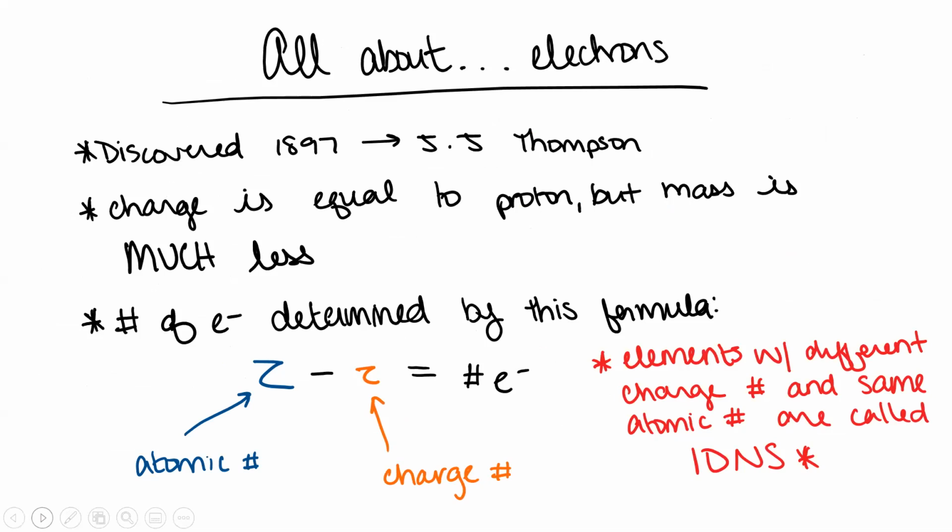Now, protons and neutrons are pretty important. They make up literally like 99.9% of the mass of an atom, which is odd because they don't make up all of the space that an atom sits in.